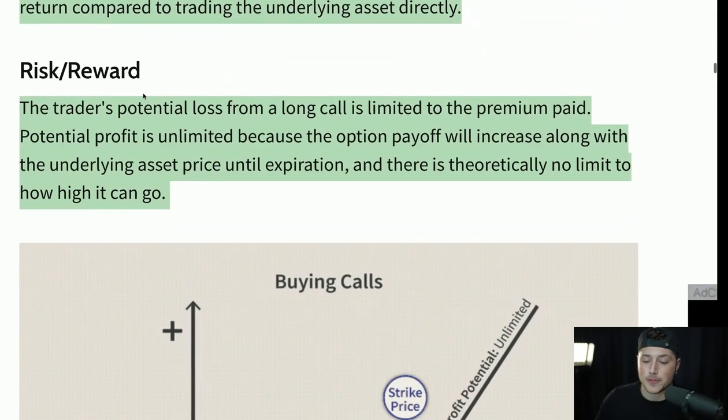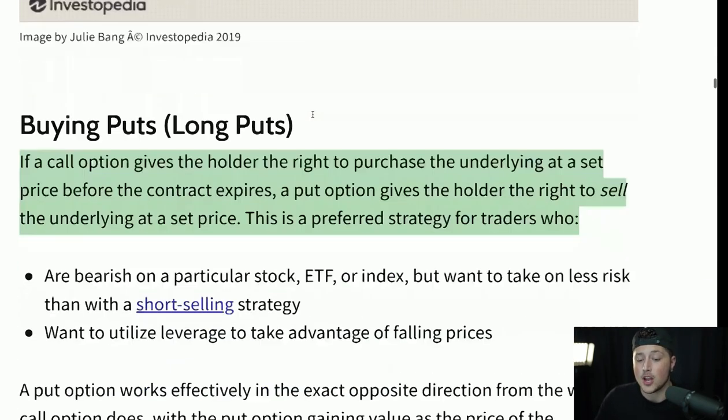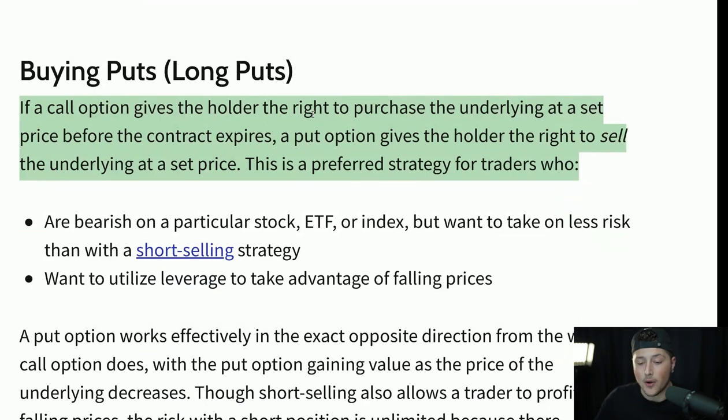Now, the trader's potential loss from a long call, like I said, is only limited to the premium paid. The potential profit, though, is absolutely unlimited because, hypothetically speaking, Apple or whatever stock we're trading here could literally go up forever, making that potential gain unlimited, right? So that's what is great about trading options. There's really no theoretical limit on how high it can go.